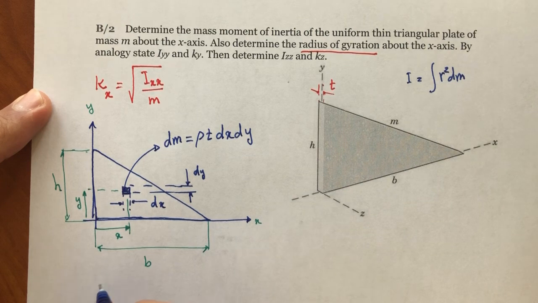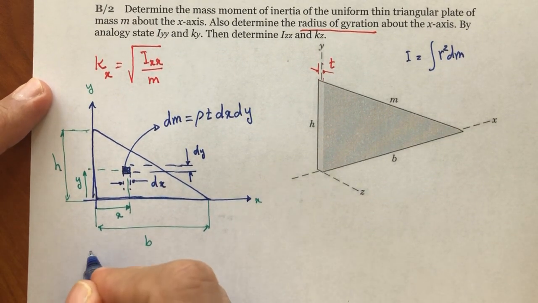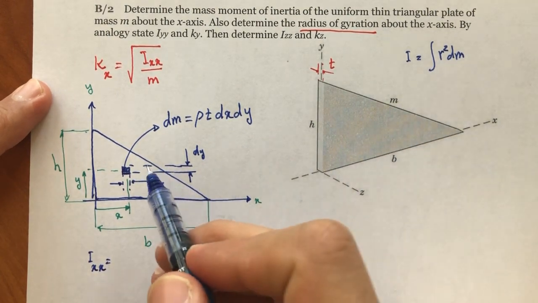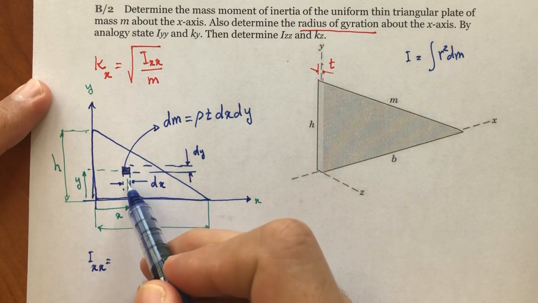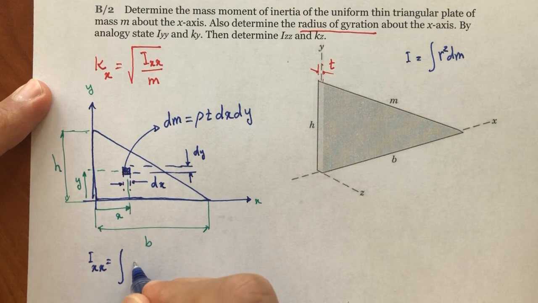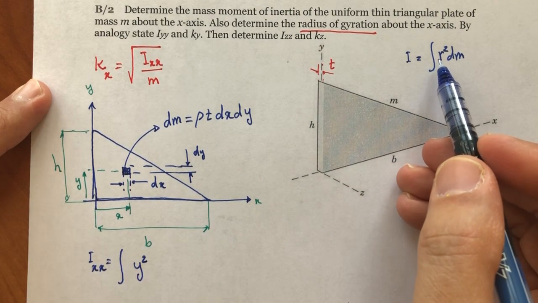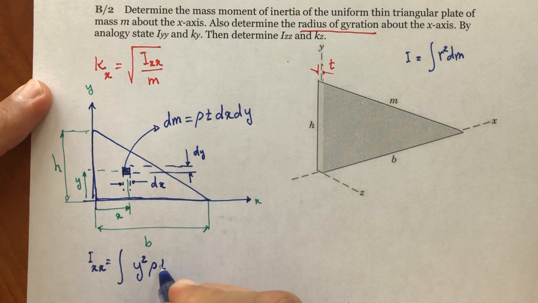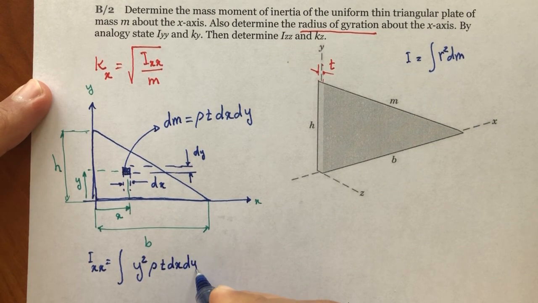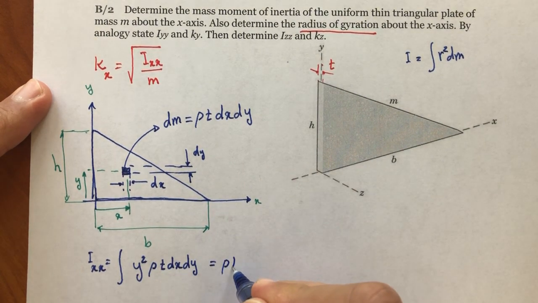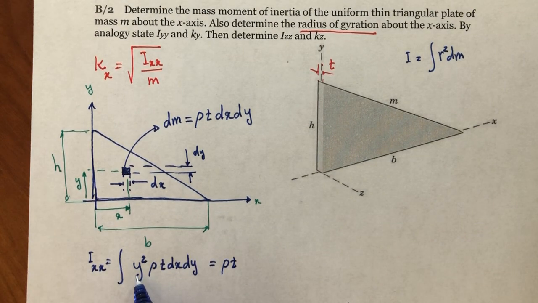Now, when I'm calculating Ixx, let's write it here. R in this definition is the distance of my element from the x-axis, so this length, which is y. So the integral is going to be the integral of y squared, so I replace r with y, times dm, which is rho t dx dy. I can bring rho t out of this integral, and the remaining is going to be the integral of y squared dx dy.